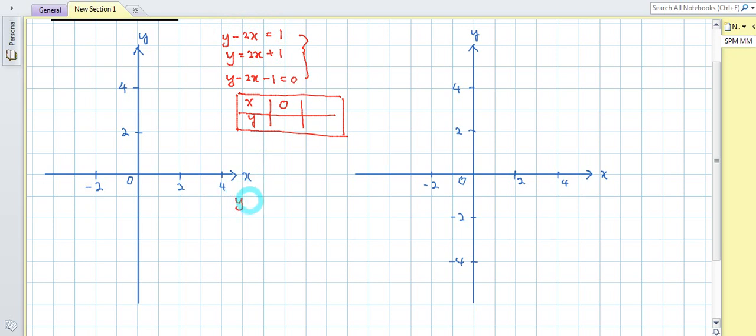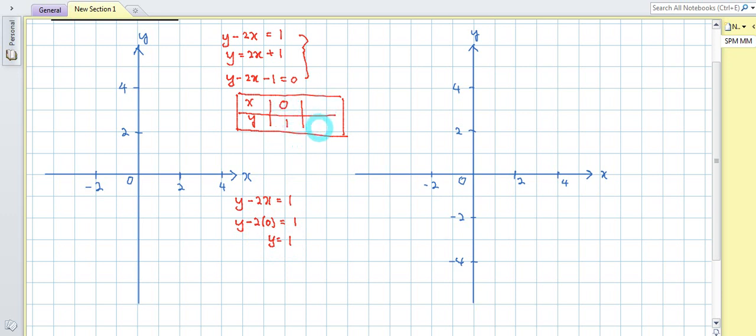Okay, y minus 2x is equal to 1, right? When x is equal to 0, 2 times 0 is 0, so y is equal to 1. Okay, now you have 1 point, (0, 1).